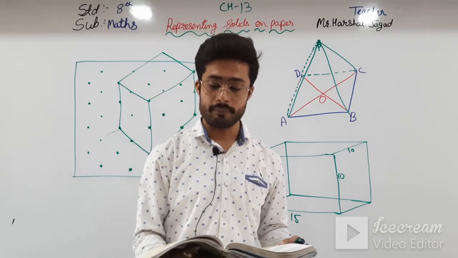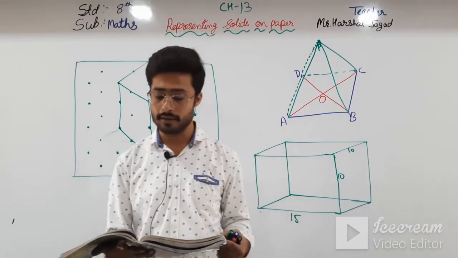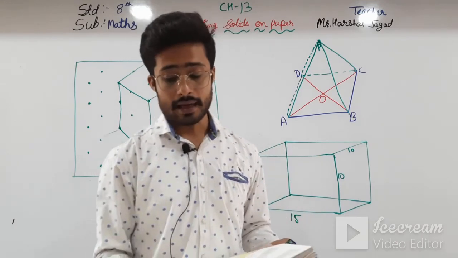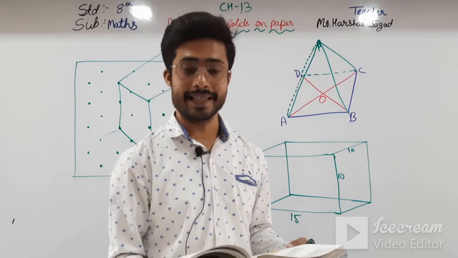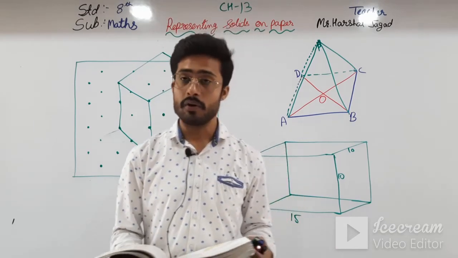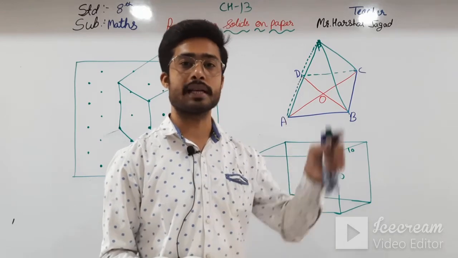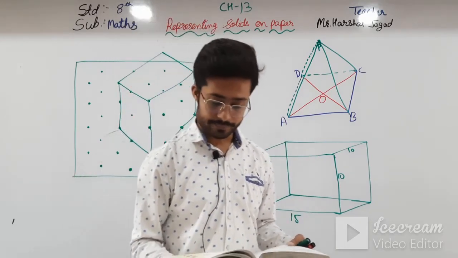Okay students, now moving further, here you can see similarly the solid shown in figure 13.20a can be drawn on a piece of isometric grid paper as shown in figure 13.20b. Okay students, but I can't just draw this type of paper over here because it needs time. Okay students, if possible in the next video I will just draw this on A4 size paper and show it to you.